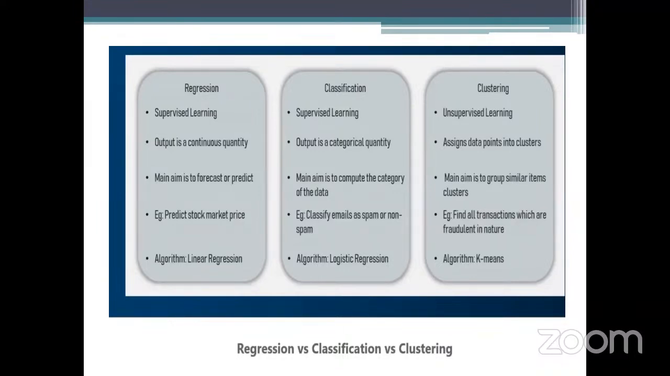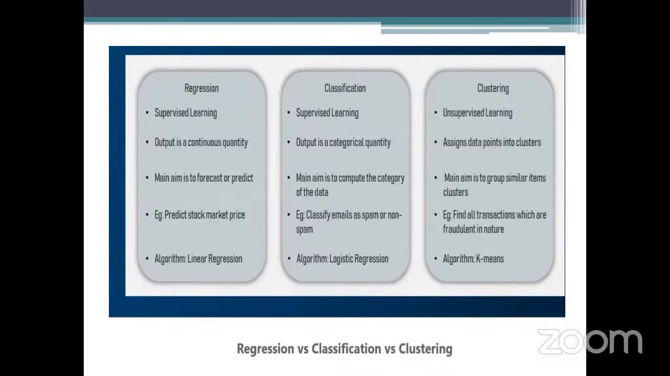Next we have classification. In this type of problem, the output is always a categorical value. For example, the gender of a person is a categorical value, right? Classifying emails into two classes, spam or non-spam, is a classification problem. We are categorizing.